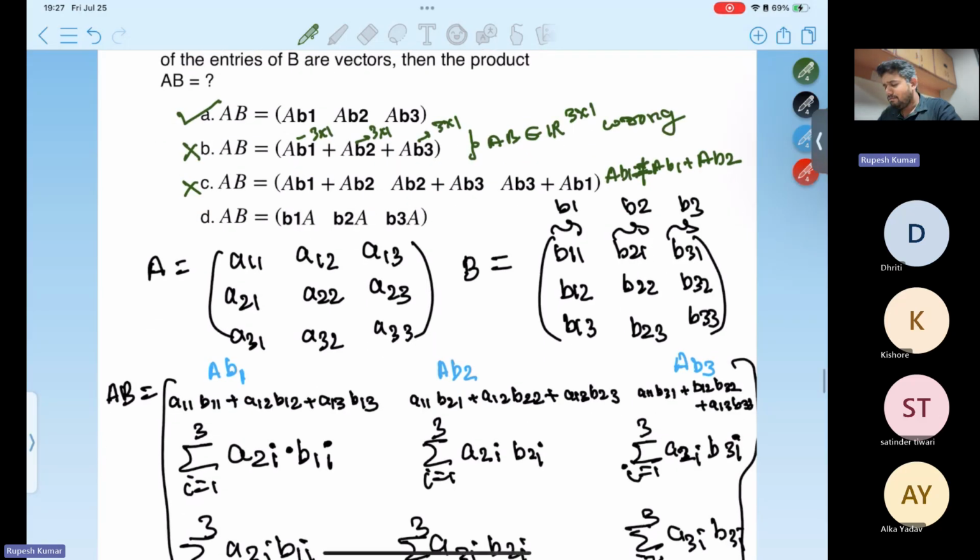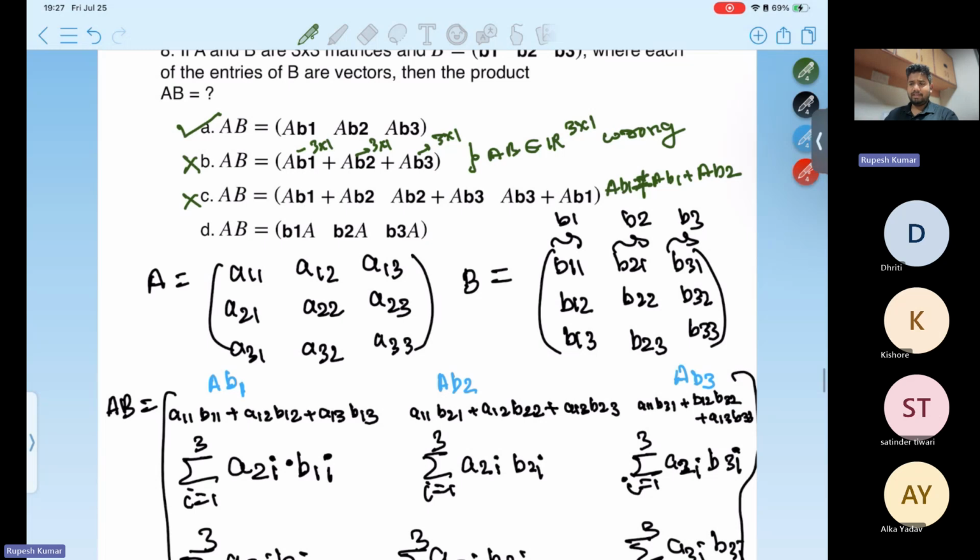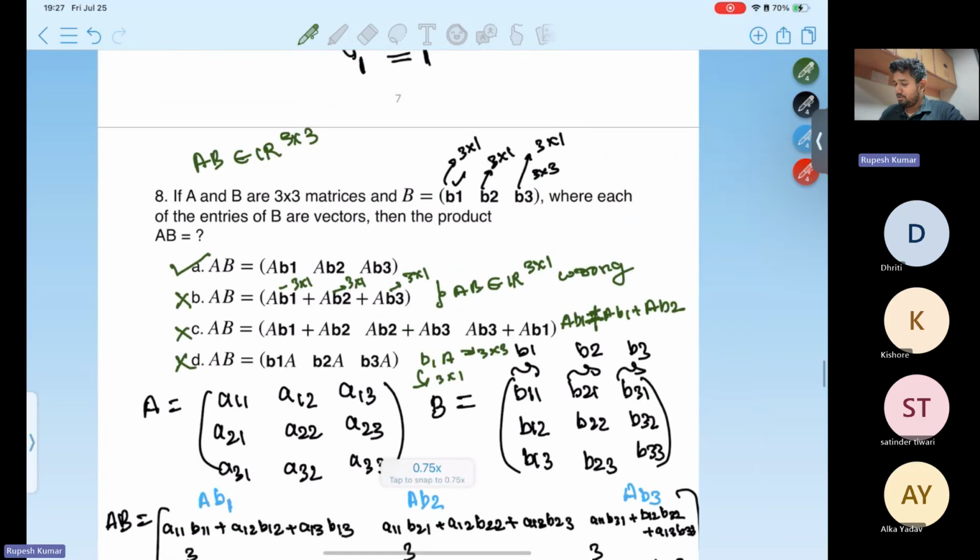Option D, B1A, B2A, B3A. Fine. You can always say this is essentially not defined, right? Let's say we take B1A. The dimensionality of B1 is 3 cross 1. A is of dimensionality 3 cross 3. Is this matrix multiplication defined? No. Right, everyone? So option D is also incorrect. So option A is correct.